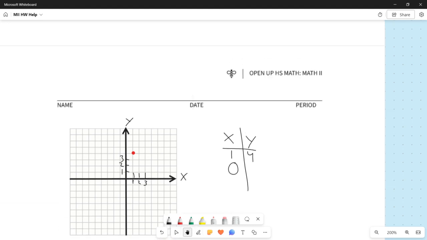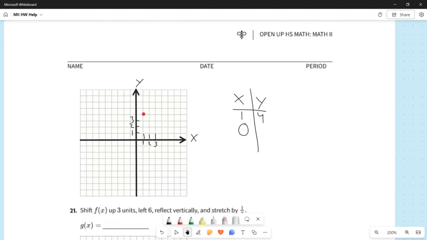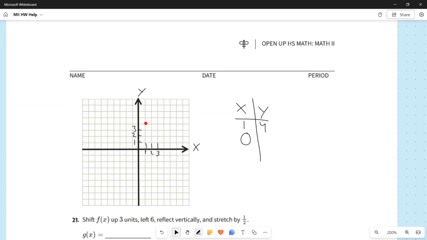So if we plug in a 0, going back to our equation, 0 minus 1 is negative 1. Negative 1 squared, which is negative 1 times negative 1, is positive 1. 3 times 1 is 3, and 3 plus 4 is 7. So we end up getting 7. So 0 comma 7 is on our graph. 4, 5, 6, 7, that's right there.